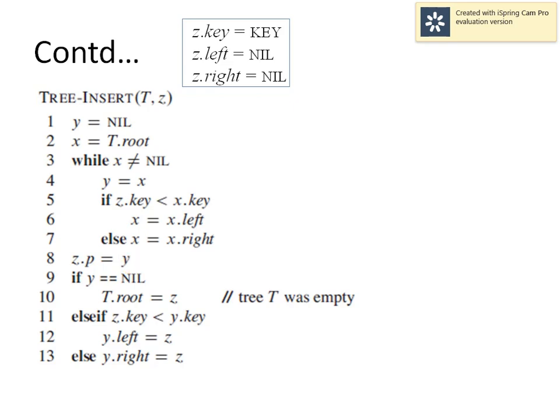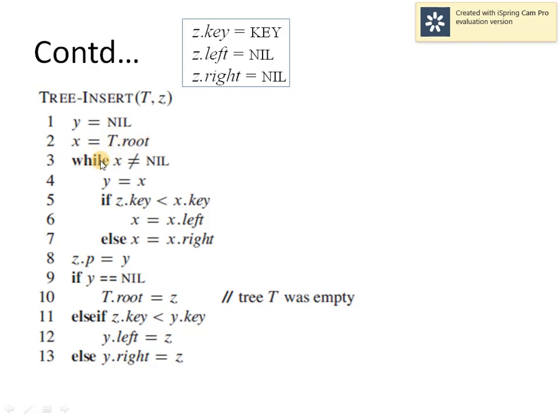Now we have to update the left or right pointer of y. But before that, we are checking at line number 9 if y is equal to null or not. If y is equal to null, this represents that the tree is empty. If the tree is empty, then the new node z is going to be the root of the tree. You can observe this when the root of a tree is null. At that time, y is equal to null. x will be initialized to root, which is nothing but null.